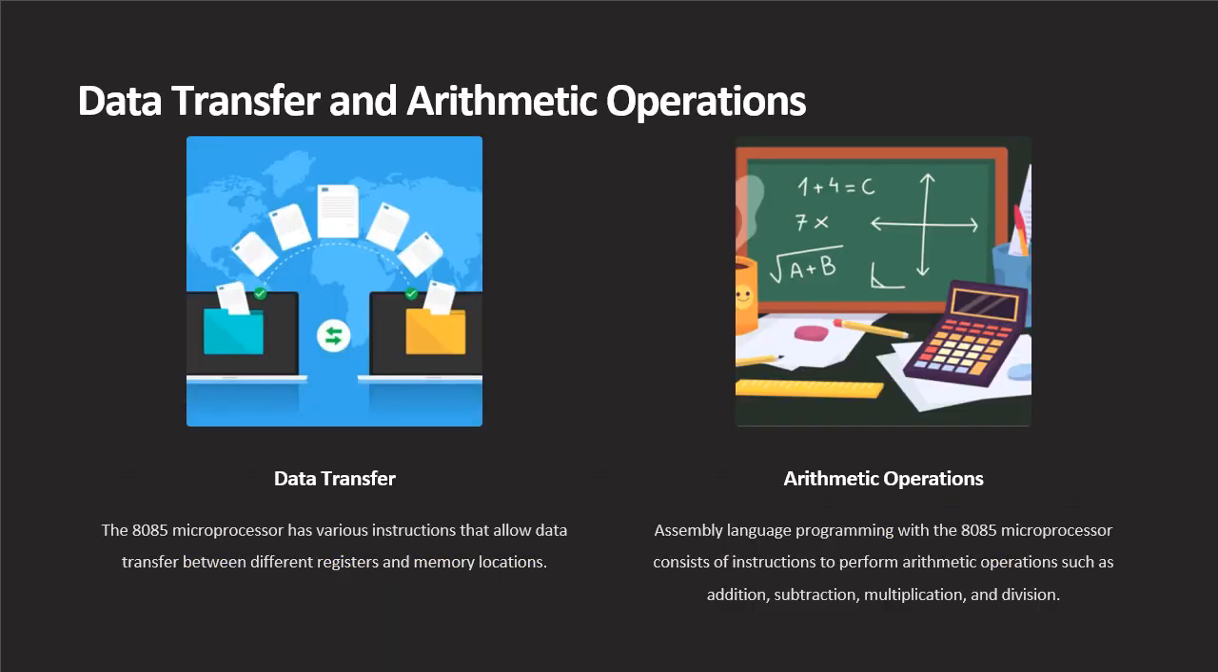Talking about the data transfer and arithmetic operations in assembly language. Data transfer. The 8085 microprocessor has various instructions that allow data transfer between the different registers and memory locations. Arithmetic operations. Arithmetic operations are performed by assembly language programming with the 8085 microprocessor, which consists of instructions to perform arithmetic operations such as addition, subtraction, multiplication, and division.